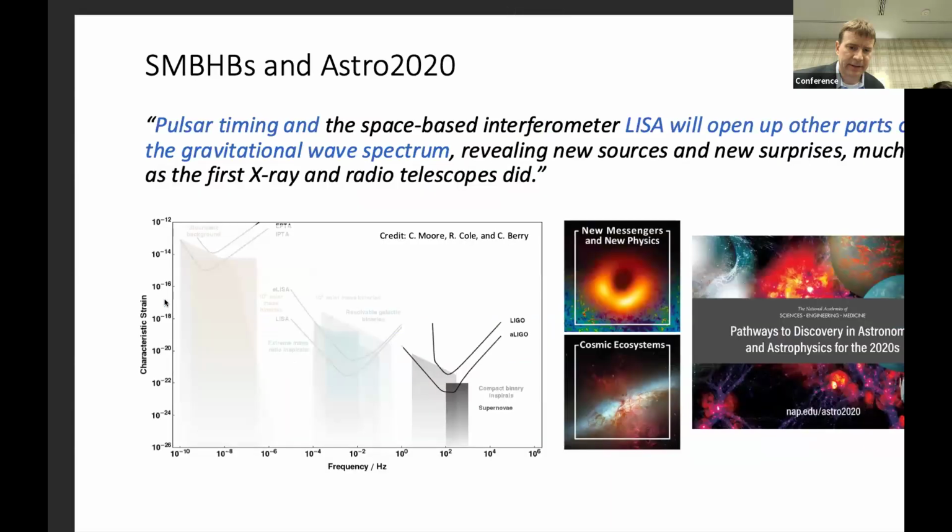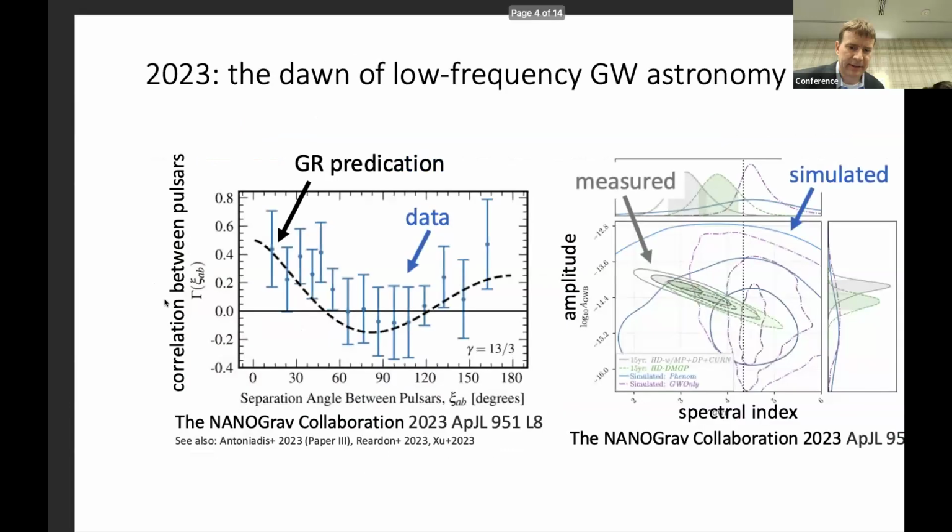And in fact, the Astro 2020 decadal survey mentioned that just like how the first radio telescopes and the X-ray telescopes opened up other parts of the EM spectrum, pulsar timing and LISA will open up other parts of the gravitational wave spectrum and reveal new sources and new surprises. And in fact, in 2023, pulsar timing arrays did open part of the gravitational wave spectrum. And PTAs do so by measuring through precision timing of millisecond radio pulsars.